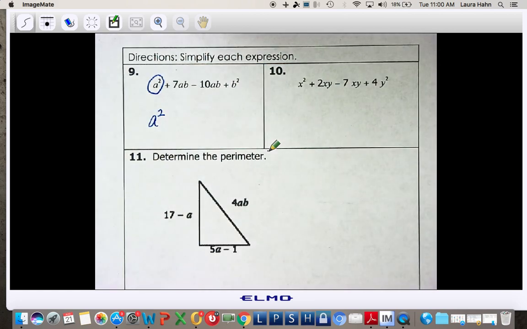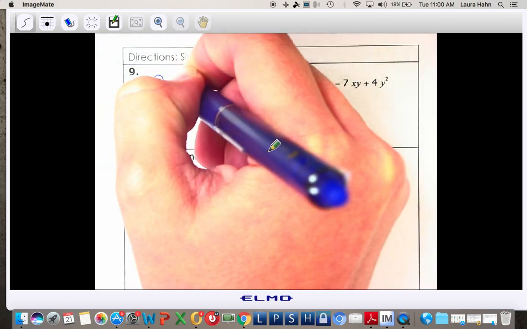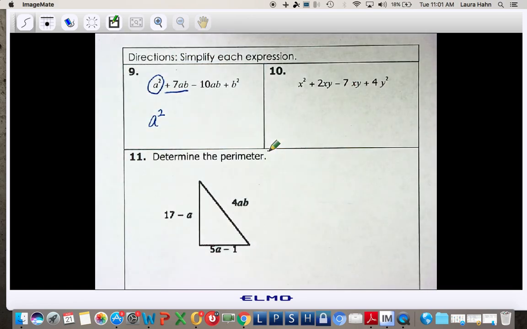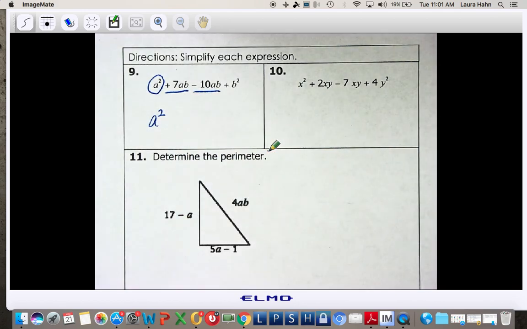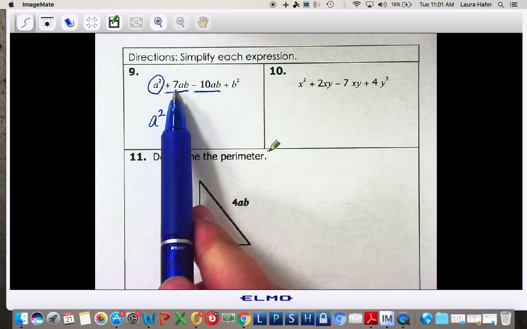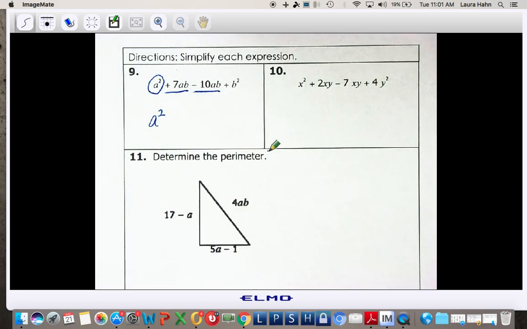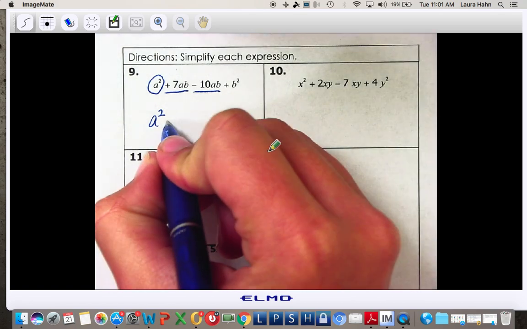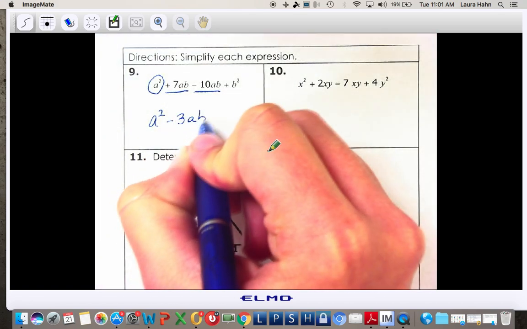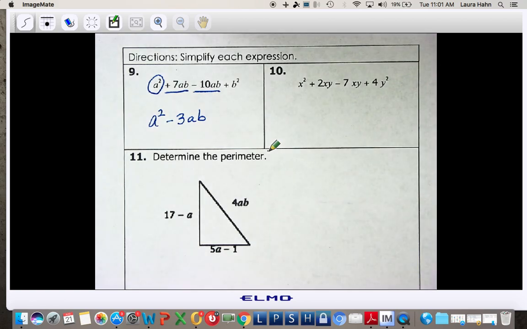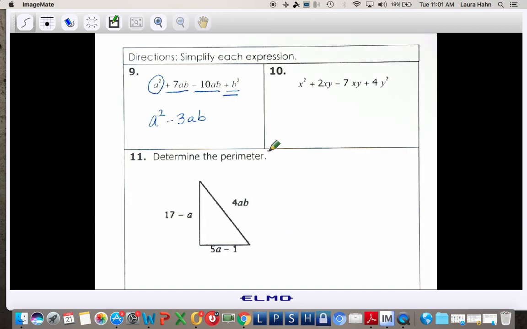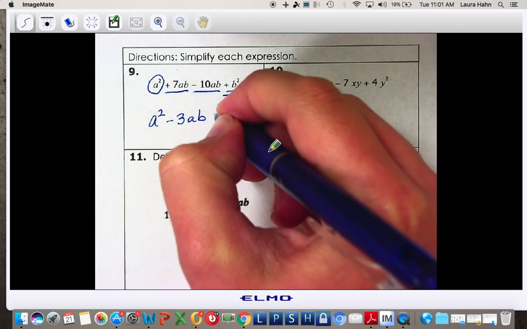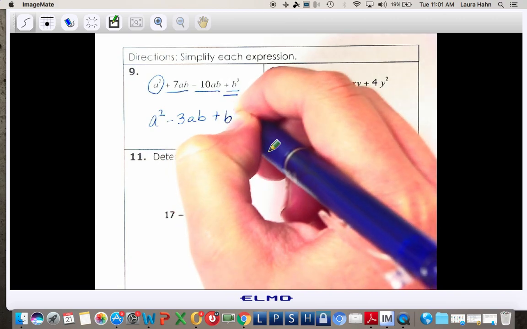Like I said, we go in alphabetical order, so now I'm going to be looking at my ab's. I have a positive 7ab there. And then here I have negative 10ab. So what I need to do is add those two numbers up. 7 plus negative 10 is a negative 3. So I'm going to put minus 3ab. Last but not least, I see this plus b squared here. There's no other b squared, so that b squared is going to fall down. So plus b squared.